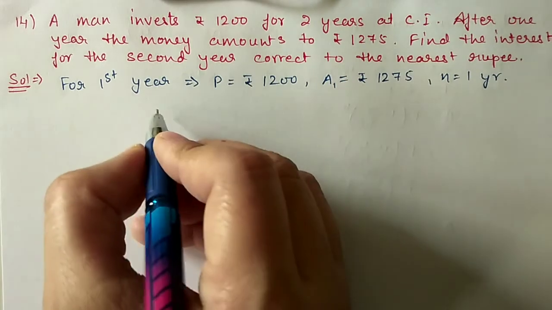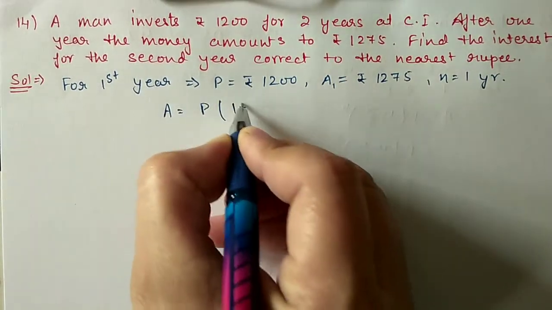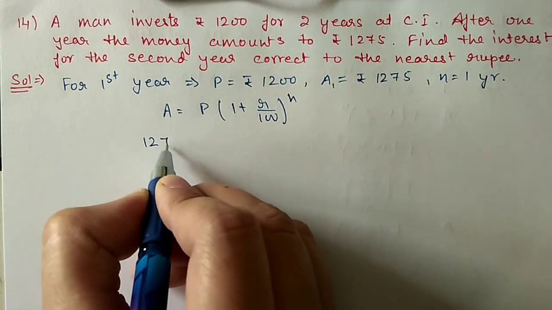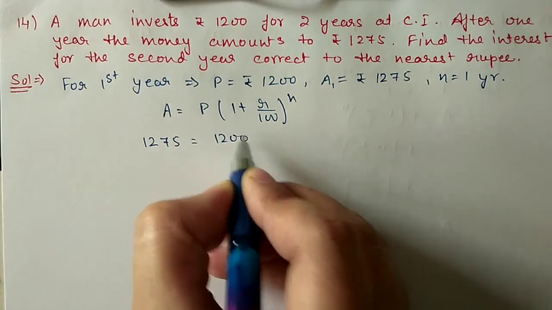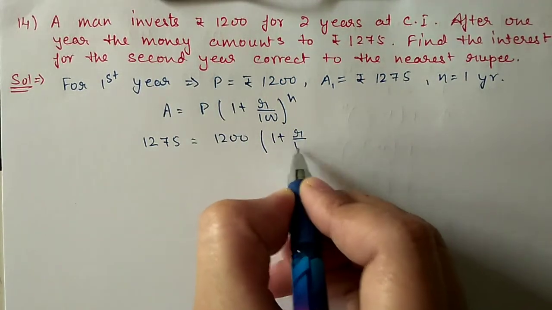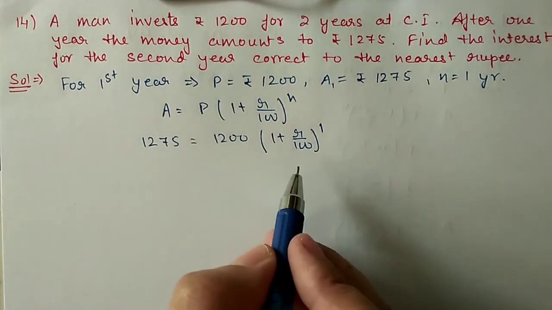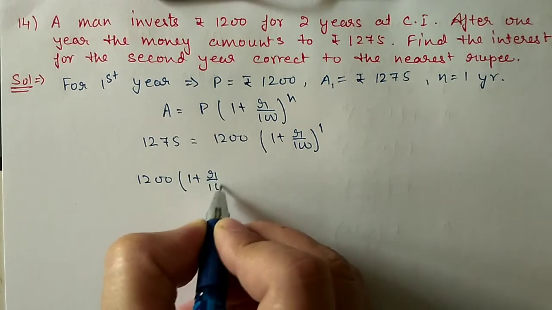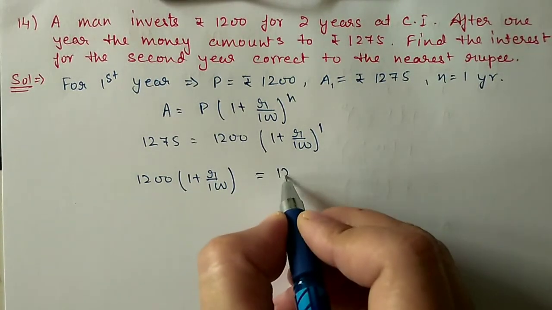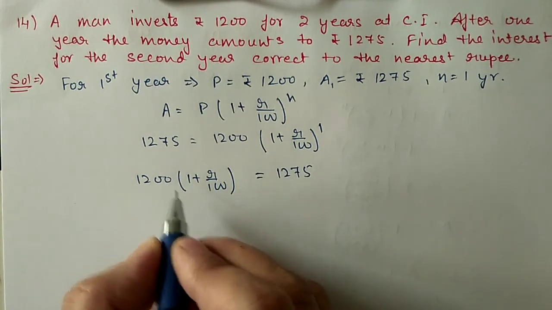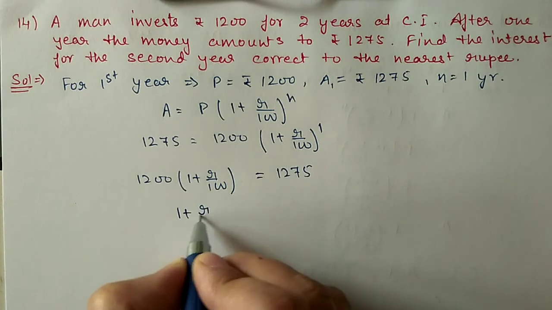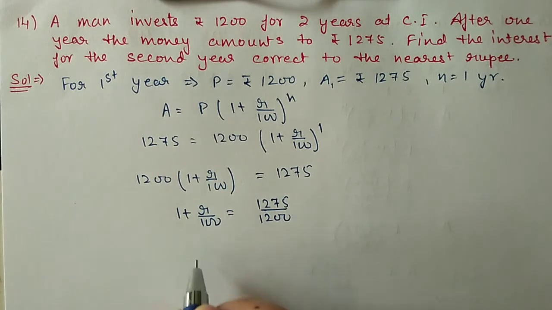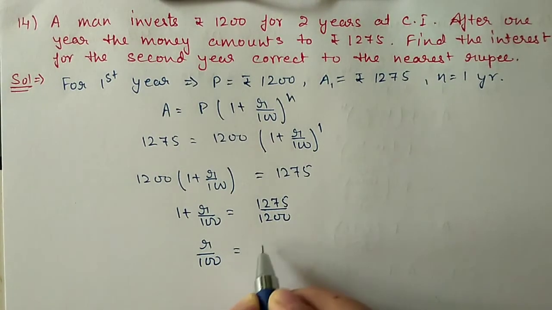So for the first year, A is equal to P (1 plus R by 100) to the power n. Amount is given, 1275, and principal money is given, 1200 rupees, (1 plus R by 100) to the power 1. Now we can interchange both sides. We can write 1200 (1 plus R by 100), the power 1 is not required, equals 1275. This 1200 we can shift to the other side; it will go for division. Now this 1 also we can shift to the other side; it will go for subtraction.